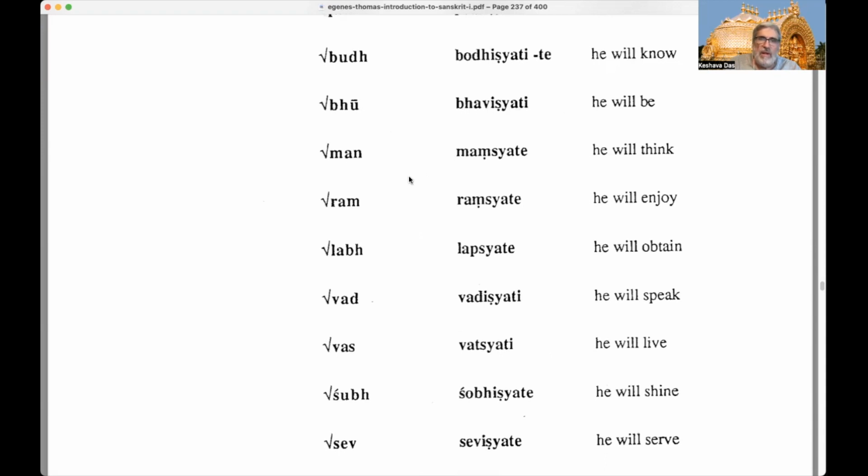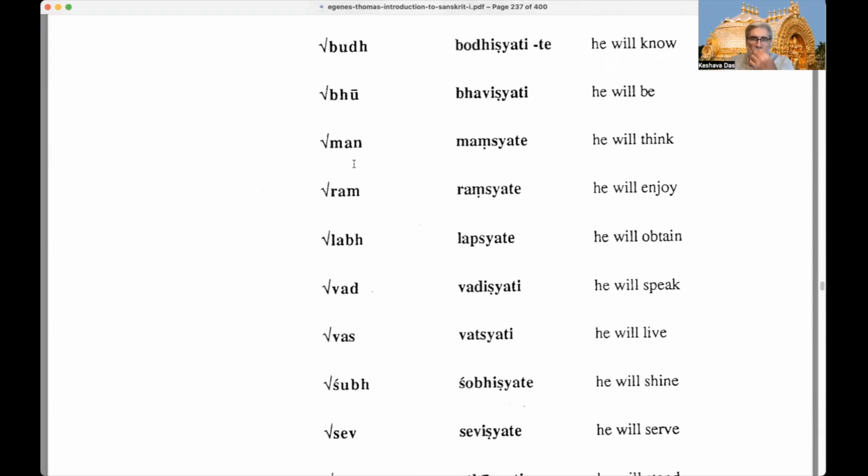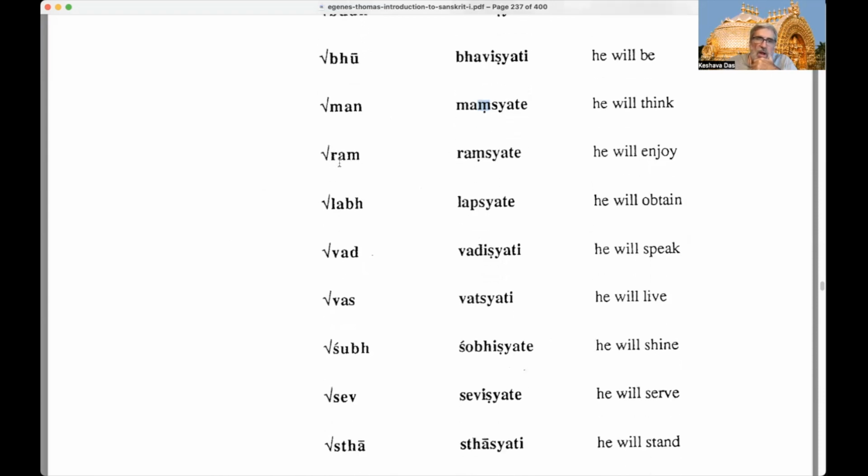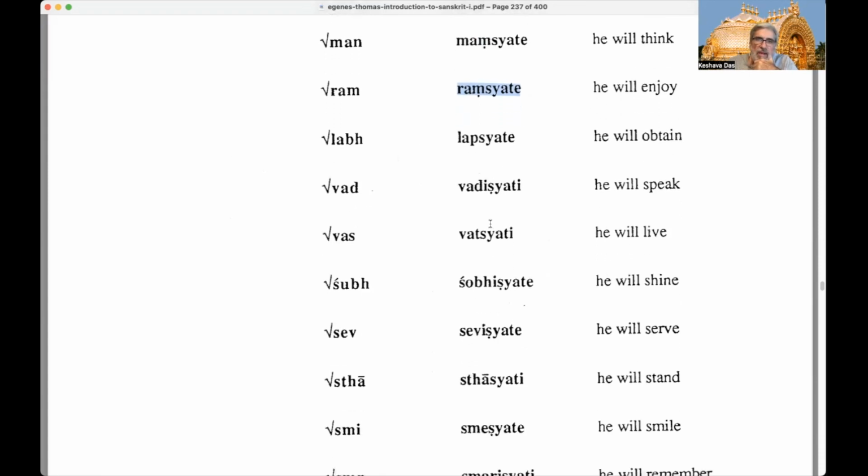He will be. Man becomes, by internal sandhi, the man is strengthened. It's just the same, and it becomes mam. It becomes anushwara here. The n becomes an anushwara when it comes before the dental s. So it becomes mamshyate. Ram becomes also an anuswara before the dental s by internal sandhi, and therefore it's ramshyate, right? These are all middle endings. He will enjoy.